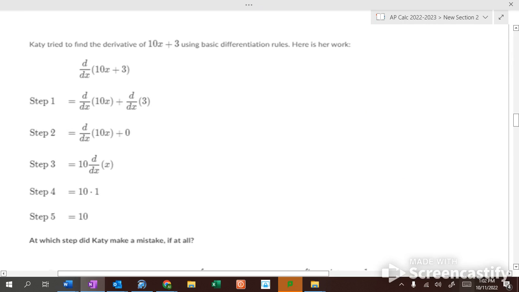Katie tried to find the derivative of that using basic differentiation rules. Here's her work. Where did she go wrong? Or did she even go wrong? If she didn't, then that's wonderful. But what do we got here?